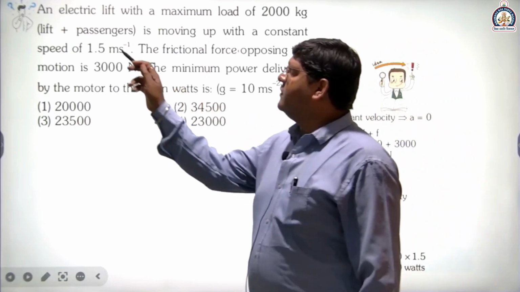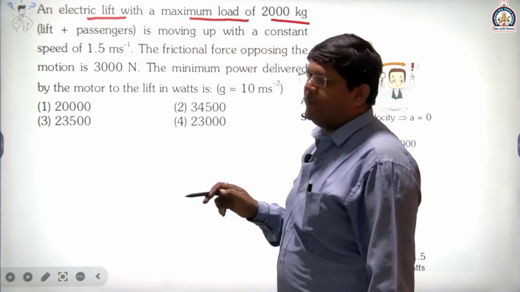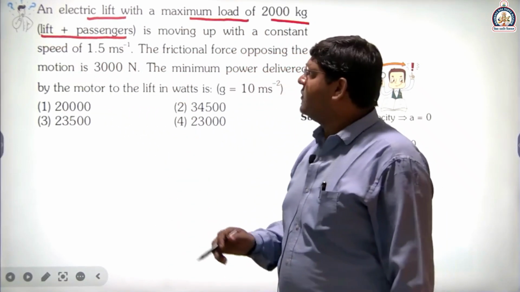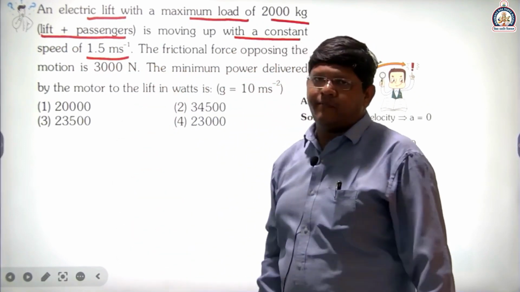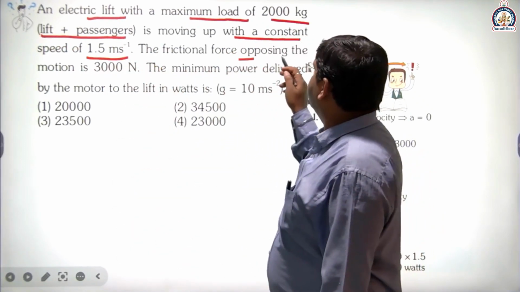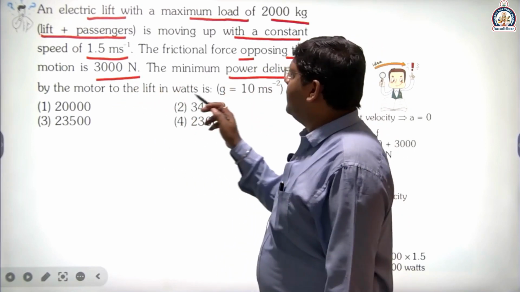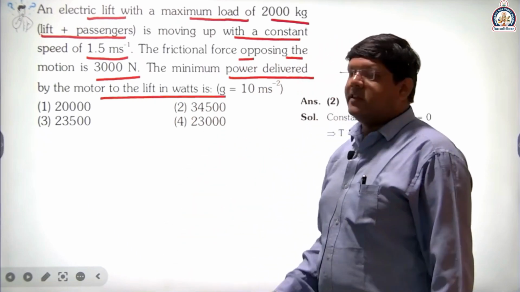The next question is: an electric lift with a maximum load of 2000 kg, including the weight of the lift and the passengers, is moving up with a constant speed of 1.5 meter per second. The frictional force opposing the motion is 3000 Newton. What is the minimum power delivered by the motor to the lift in watt? We have to calculate the power.